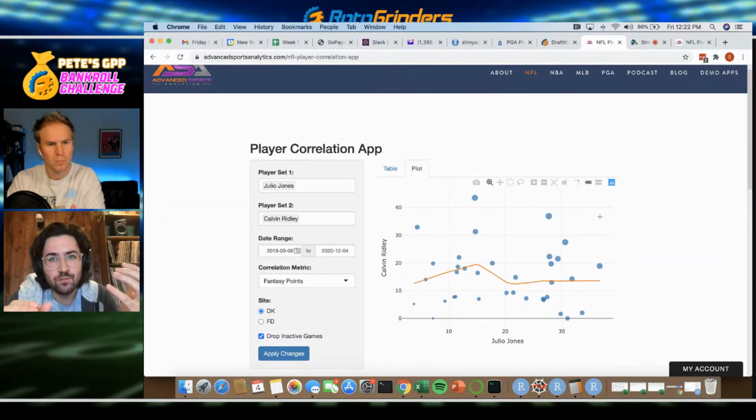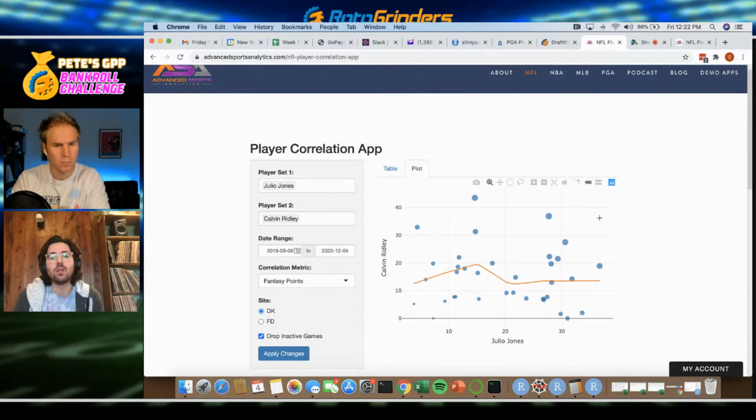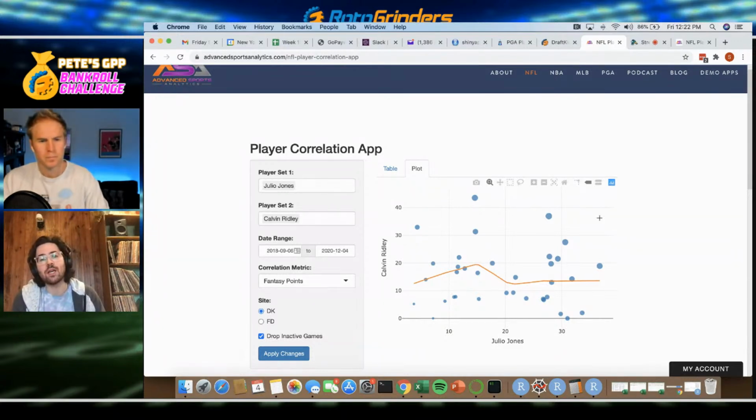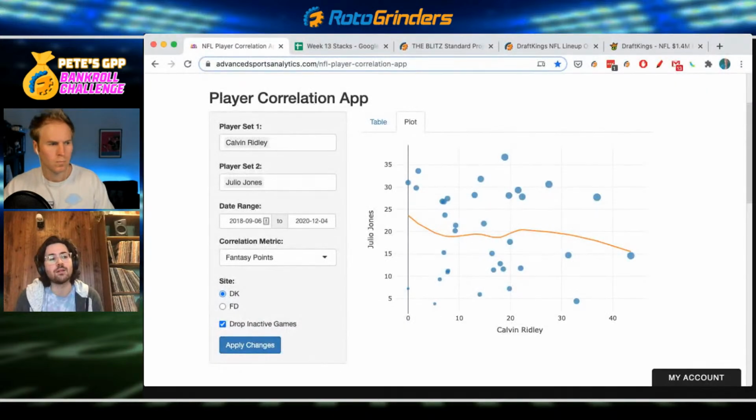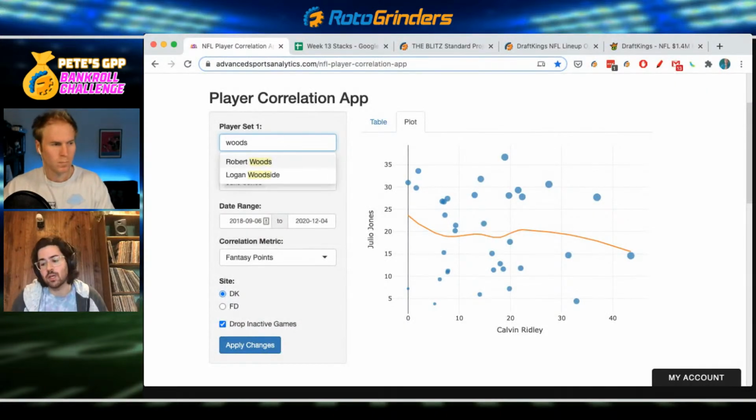So, that's the thing about correlation. It is a metric that shows a trend or pattern from the past. However, it isn't perfectly indicative of the future. Even though there is slight negative correlation, it doesn't mean that there is no possibility that both Ridley and Julio can achieve some massive ceiling. It just means you're fighting slimmer odds. And maybe that's something you want to do.